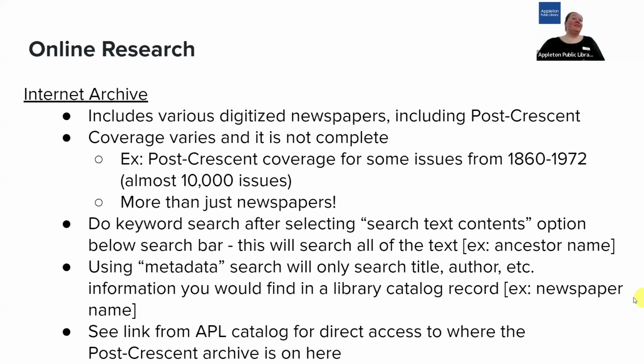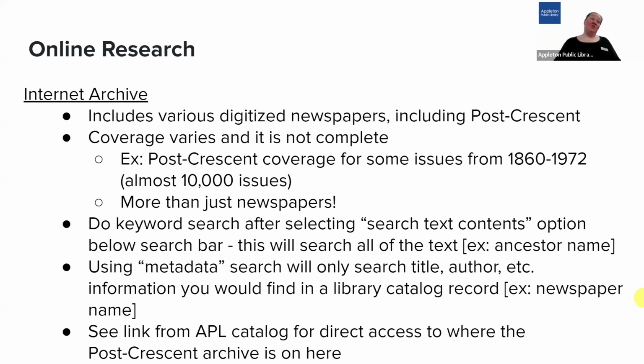We've also got what's called Internet Archive. This is a completely free site to use. Anybody can use it from home. You can even just Google Internet Archive and it will pop up. It includes various digitized newspapers, including some Post Crescent, which is our local newspaper. Again, the coverage is going to vary. It's not complete. So for example, Post Crescent, they have some issues from 1860 to 1972. They have about 10,000 issues, but it's not a complete run from that time period.